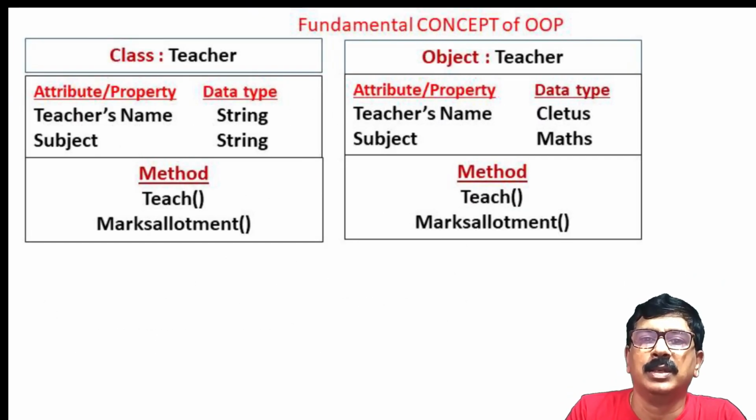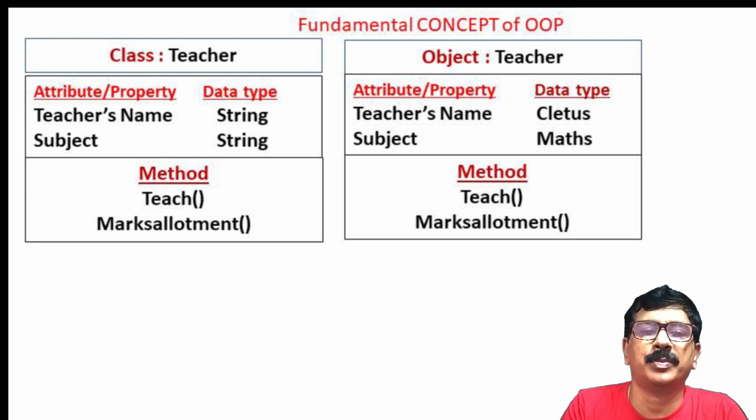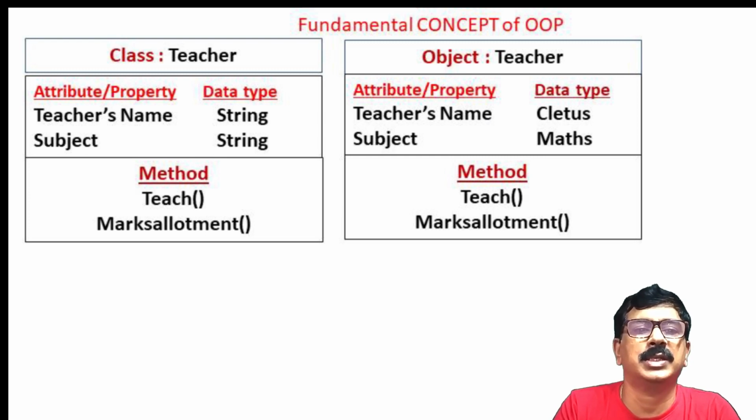And on the screen you can see how that class is, like class teacher, and attributes or properties are maybe teacher's name, subject, and the data type of that may be string. And there may be methods, teach, marks allotment. These are the actions the teacher will take. Those things we call methods.